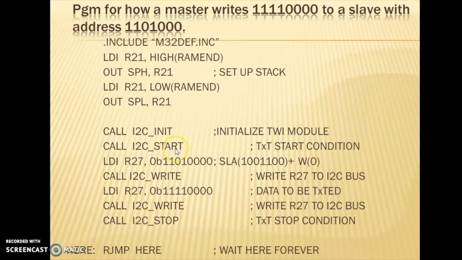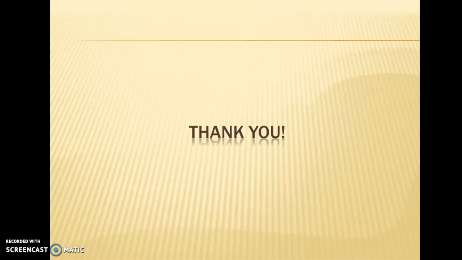Then we send the start condition. Then we send the address of the slave, and for sending the address of the slave, we are calling the write program. Then we send the data. Again we call the write program. Then after the transmission of F0, we will call the stop bit generation program. So this is all about programming of I2C.